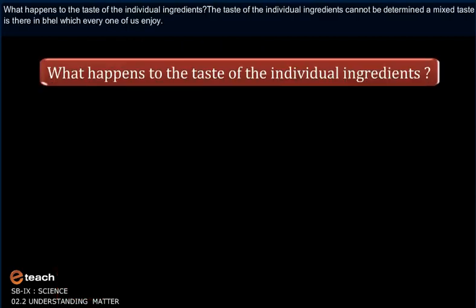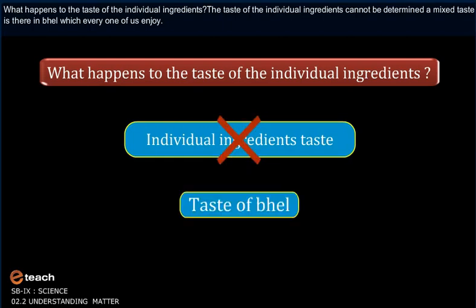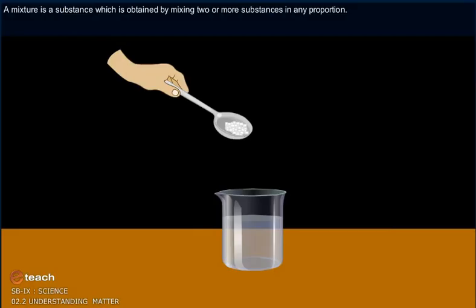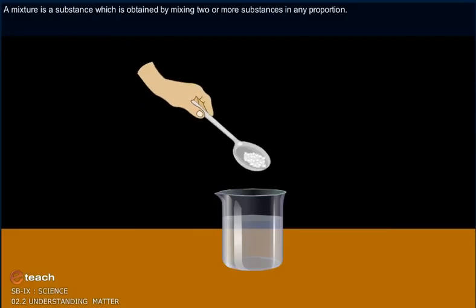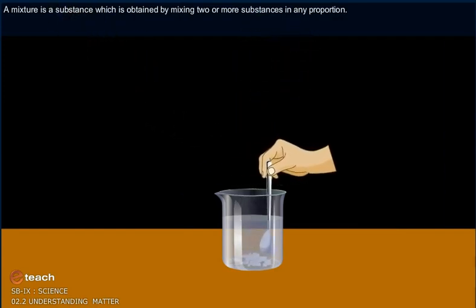What happens to the taste of the individual ingredients? The taste of the individual ingredients cannot be determined. A mixed taste is there in bhel, which every one of us enjoys. A mixture is a substance which is obtained by mixing two or more substances in any proportion.